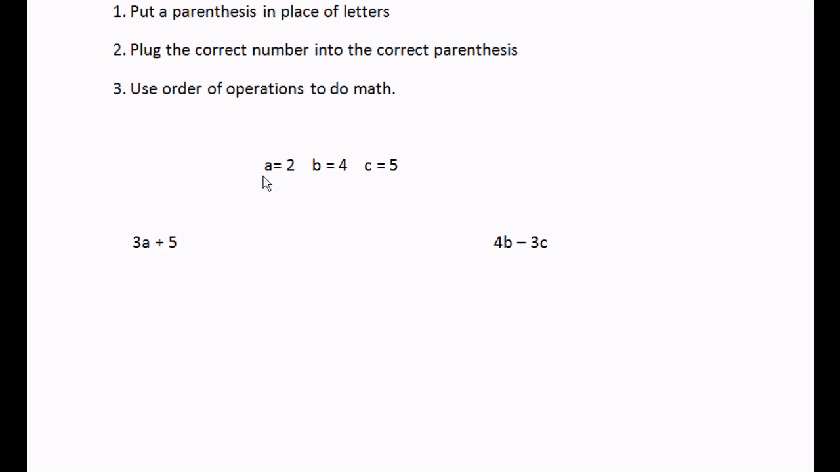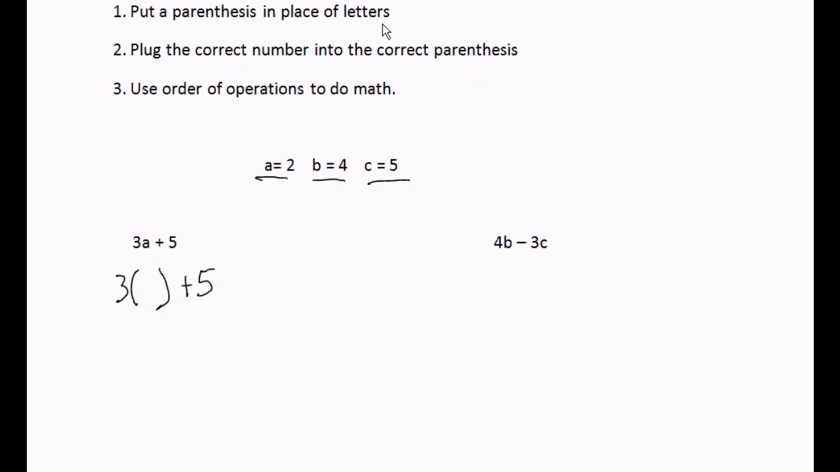First of all, I have A is 2, B is 4, and C is 5. So I know what A, B, and C equal. The first thing I want to figure out is 3A plus 5. What does this equal? Evaluate the expression. Step number 1, put a parentheses in place of the letters. I have 3 times A, I'm putting a parentheses, plus 5. So step 1 was put a parentheses everywhere you see a letter. I had an A, I put a parentheses.